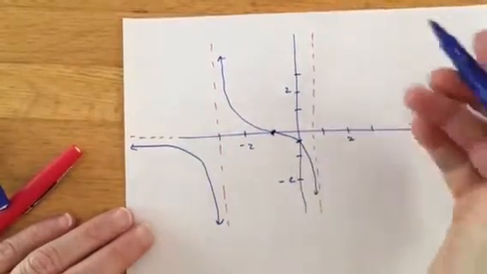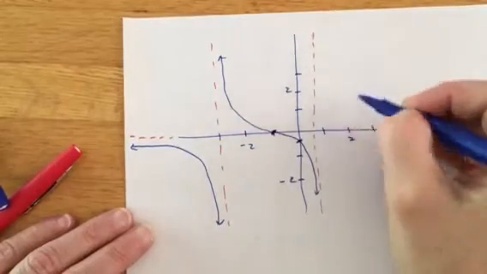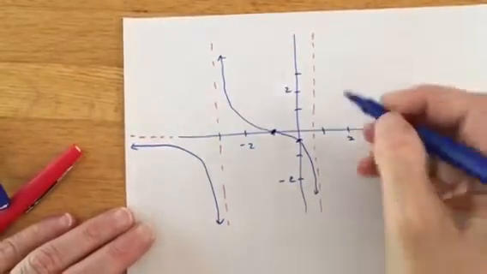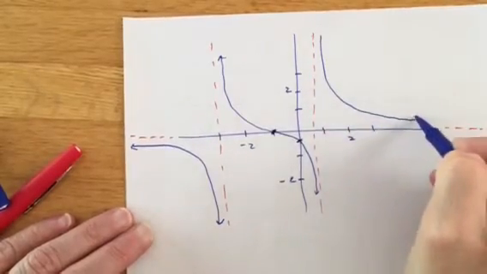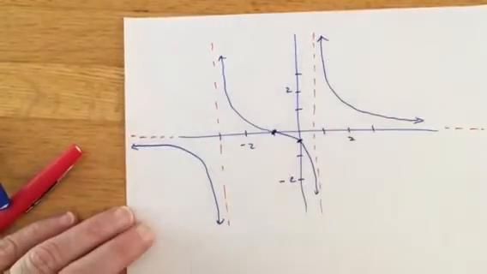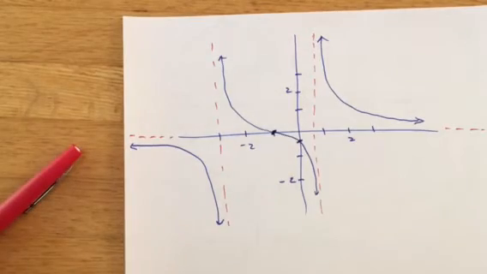Same thing on the right side. You're either completely above the x-axis or below. Again, just plug in 2 or plug in 3. It turns out to be a positive number. So you know you have to be above. And then we get a pretty good graph of our function.